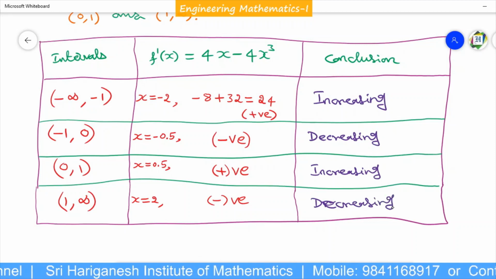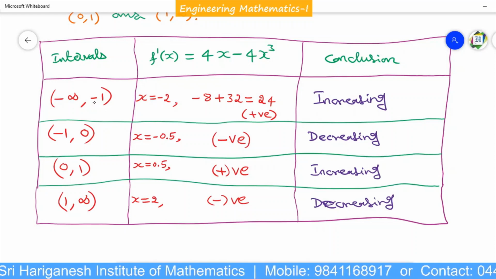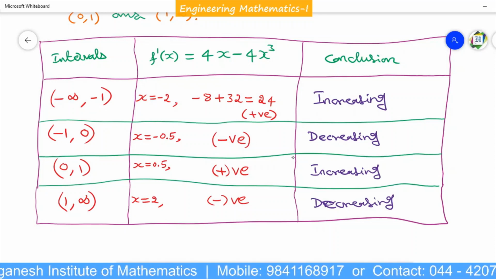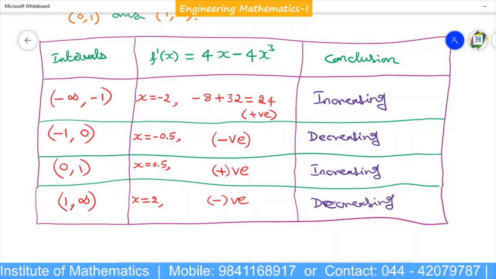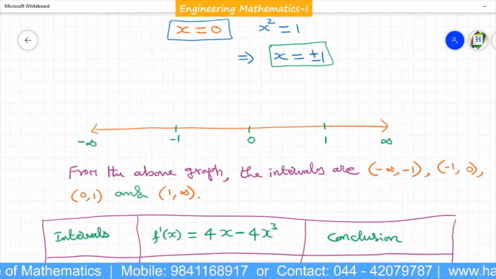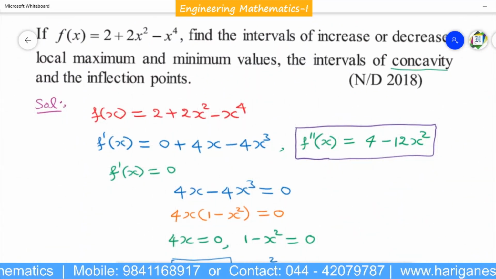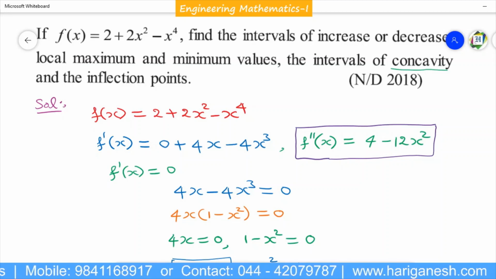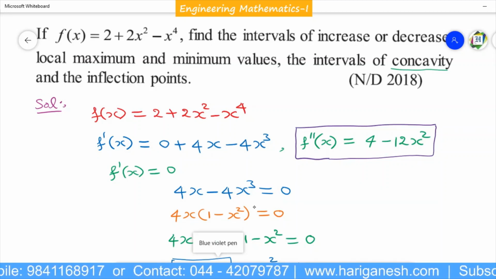Okay, so now the curve is increasing in the interval minus infinity to minus 1, decreasing in the interval minus 1 to 0, again increasing in the interval 0 to 1, and decreasing in the interval 1 to infinity. Now the first question is over, because the first question is to find the intervals of increase and decrease. So in the table we found the increases and decreases in the different intervals.